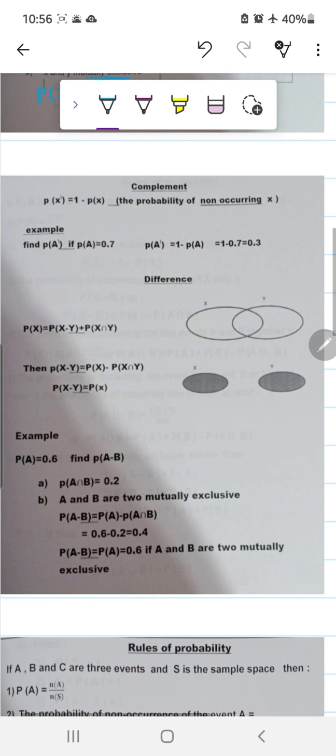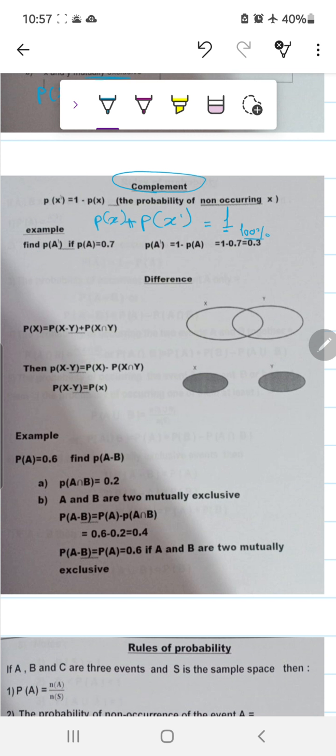Okay, and we studied the complement. As we said, the complement is all elements except the set itself. Here, probability of X dash equals 1 minus probability of X, and probability of A dash equals 1 minus probability of A, and so on. And we have the rule: probability of X plus probability of X dash equals 1, or 100%. Okay? We have an example.